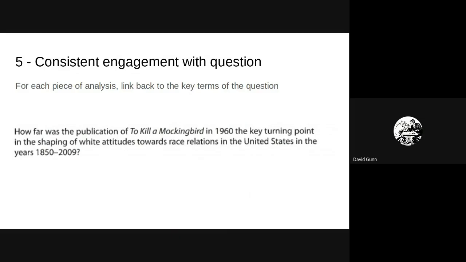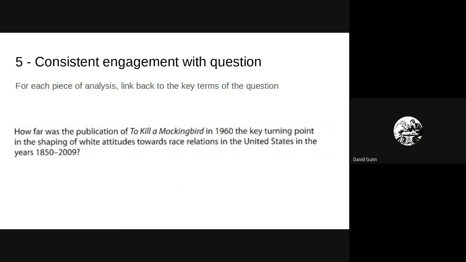So try and link back to the key terms in the question. All right, so here's a question from paper 3, Civil Rights in the USA, 1850 to 2009. And the question is, how far was the publication of To Kill a Mockingbird in 1960 the key turning point in the shaping of white attitudes towards race relations in the United States in the years 1850 to 2009?